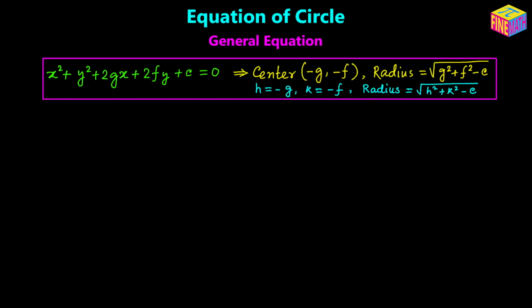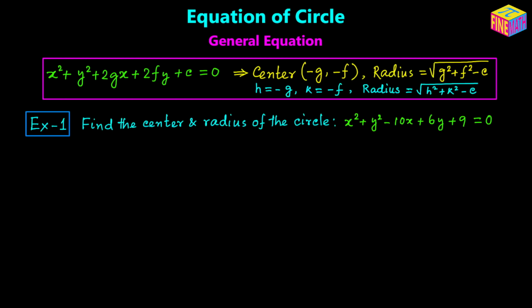h is equal to negative g and k is equal to negative f. Let's take our first example here. The question says find the center and radius of the circle whose equation is x squared plus y squared minus 10x plus 6y plus 9 is equal to 0.